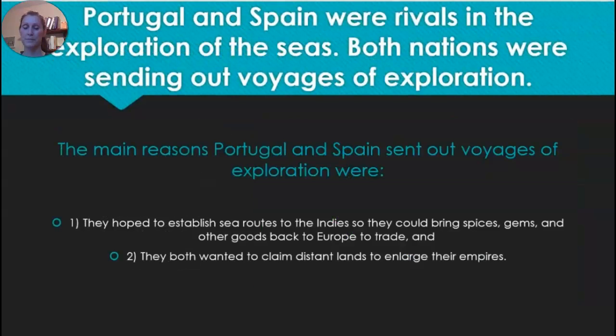Now we're on to the next question. Portugal and Spain were rivals in the exploration of the seas. Both nations were sending out voyages of exploration. The main reasons Portugal and Spain sent out voyages of exploration were, number one, they hoped to establish sea routes to the Indies so they could bring spices, gems, and other goods back to Europe to trade. They also both wanted to claim distant lands to enlarge their empires.